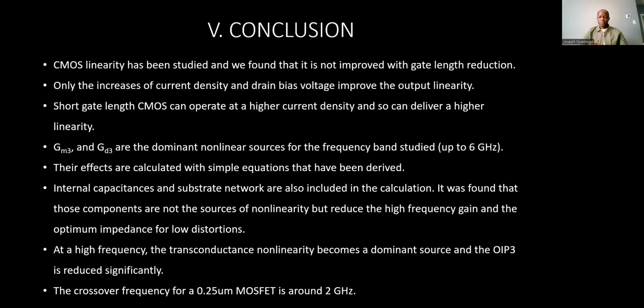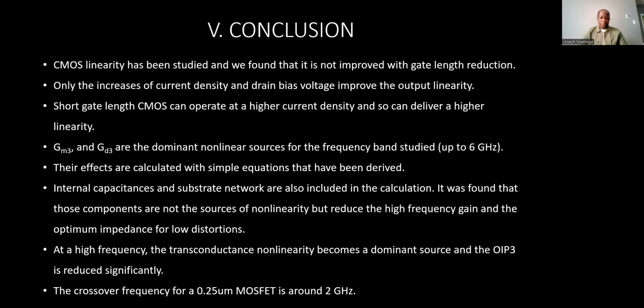So in conclusion, CMOS linearity has been studied and we found that it is not improved with gate length reduction. Only increases of current density and drain bias voltage improve the output linearity. The short gate length CMOS can operate at a high current density and so can deliver a higher linearity. GM3 and GD3 are the dominant nonlinear sources for the frequency band studied, up to 6 GHz. The effects are calculated with simple equations that have been derived. Internal capacitances and substrate networks are also included in the calculation.